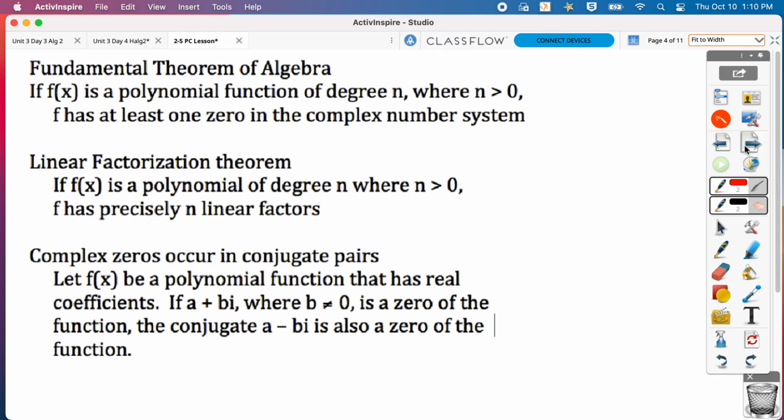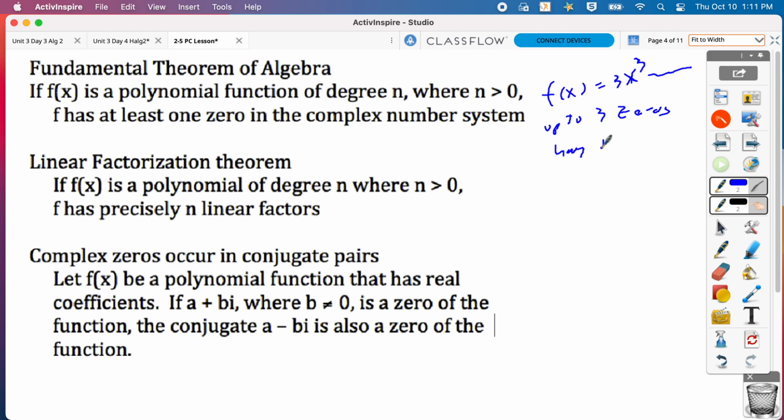All right, whole bunch of words up here. You need to write enough. I'm going to talk quick through them, pause them whenever you need. The fundamental theorem of algebra says if f of x is a polynomial function of degree n, where n is greater than 0, which means my largest exponent is greater than 0, that function f has at least one zero in the complex number system. We talk about this. If my function is 3x to the third with a whole bunch more after it, this function could have up to 3 zeros because of the x to the third, but it has to have 1.